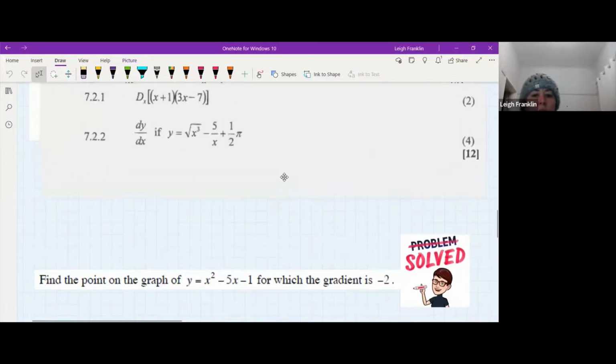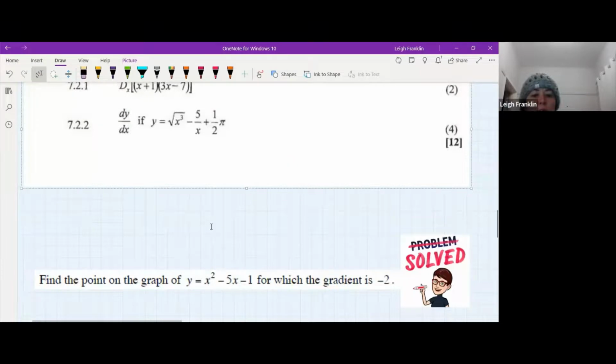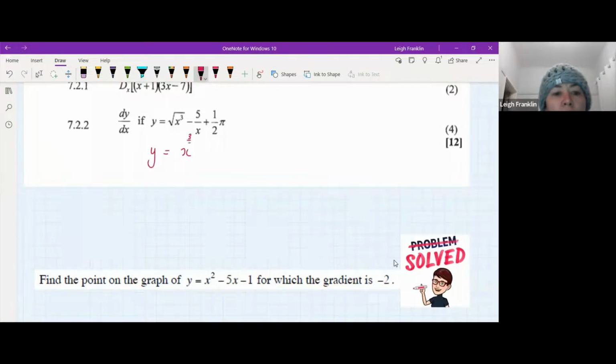All right, so those of you that are feeling super confident, if you want to think about this question here about finding the point on the graph which the gradient is -2. I'm just going to quickly do this. Okay, so we've got y equals x to the power of 3/2 minus 5x to the power of -1 plus 1/2 pi. Okay, so now we're ready to derive, can you see there?